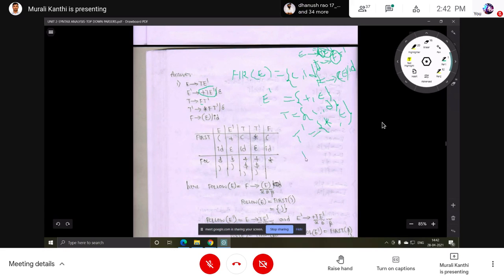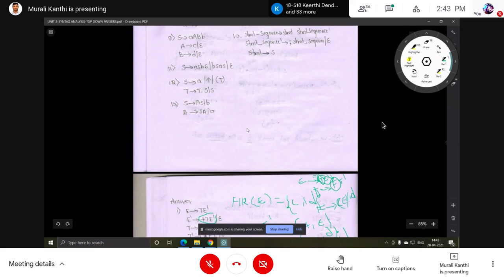Okay, so next one is F. First of F. Consider the F production. F has two productions. From the first production we get open parenthesis, and from the second production the first symbol is ID, so ID. Here is the table format, same thing. First of E: open parenthesis, ID. E dash: plus, epsilon. T: open parenthesis, ID. For T dash: star, epsilon. For F: open parenthesis, ID. This is the first set for all the non-terminals.